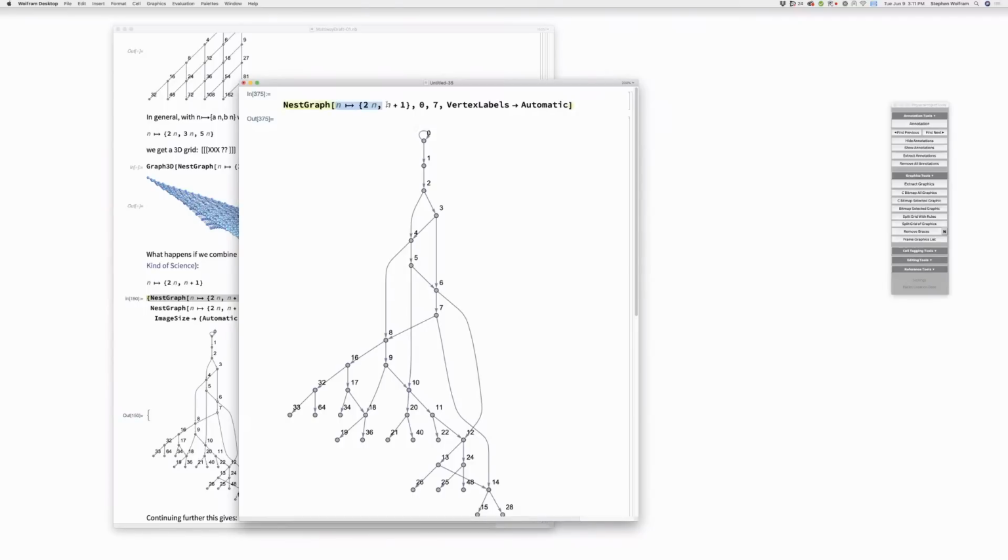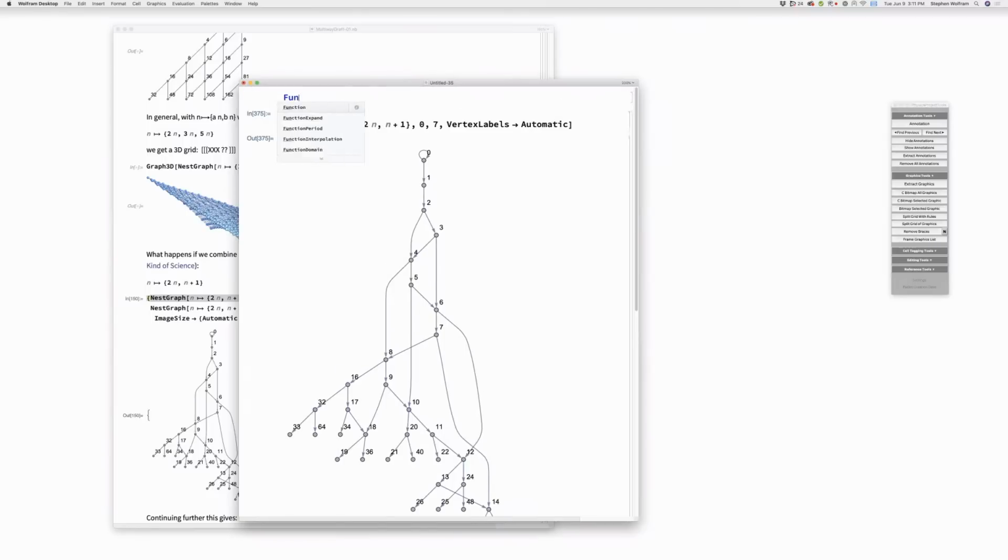I really like this way of representing our function. Normally, in Wolfram Language, it would just be Function of n, and then 2n, n plus 1, but I really like this notation here. Okay, let's take a look at what this did.